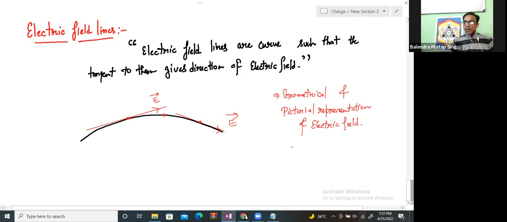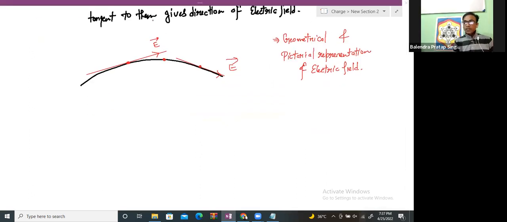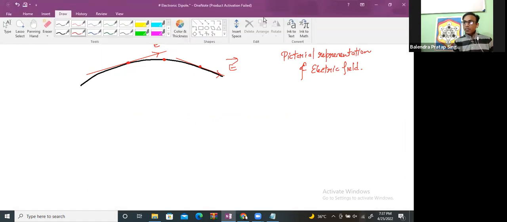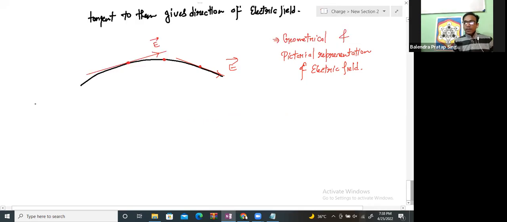There are some properties related to electric field lines that are actually important. So next, I will discuss some properties of electric field lines. The next heading is properties of electric field lines.